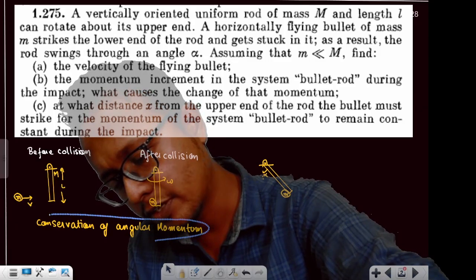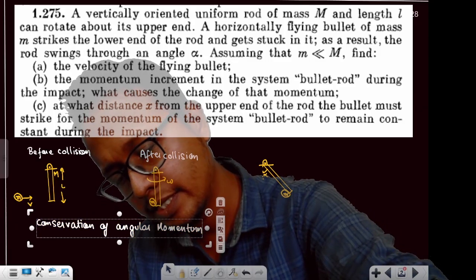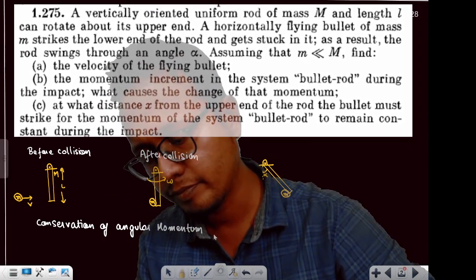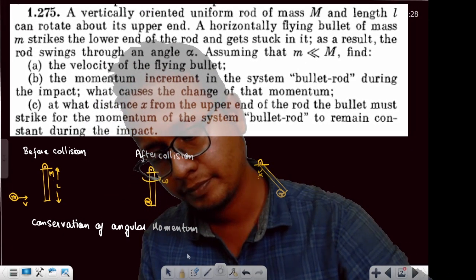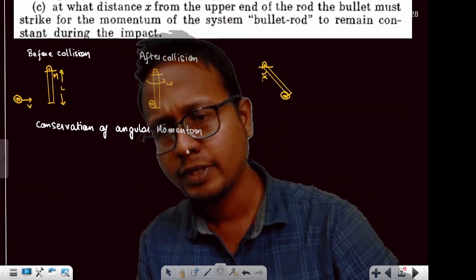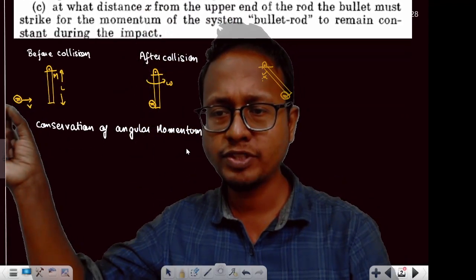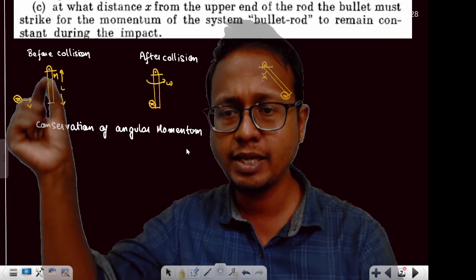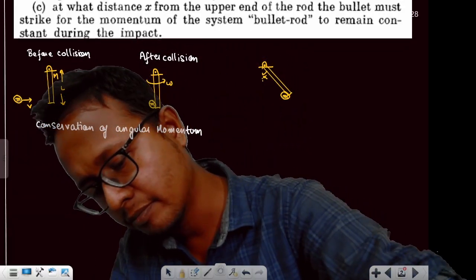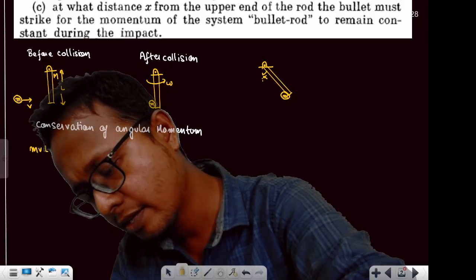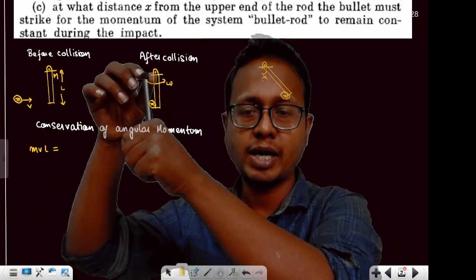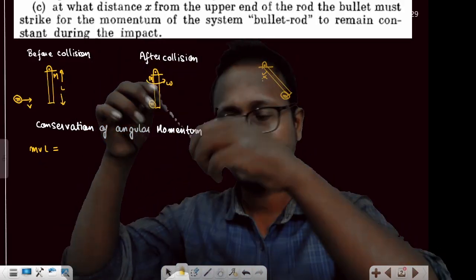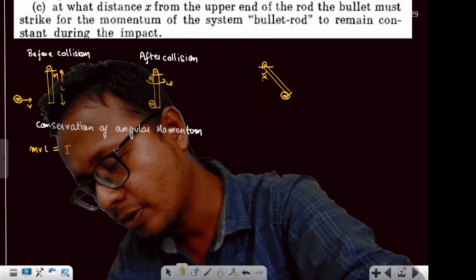Let's see. Initial angular momentum: what is the angular momentum of this point mass moving in a straight line about the hinge? It is nothing but m into v into l. So initial angular momentum is mvl. What is the final angular momentum when both the rod of mass M and the ball of small m start moving with angular velocity omega? I total into omega.